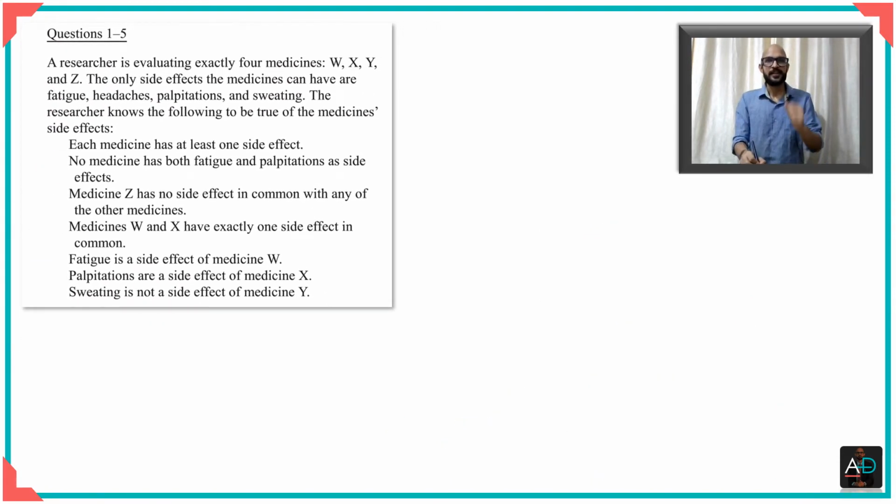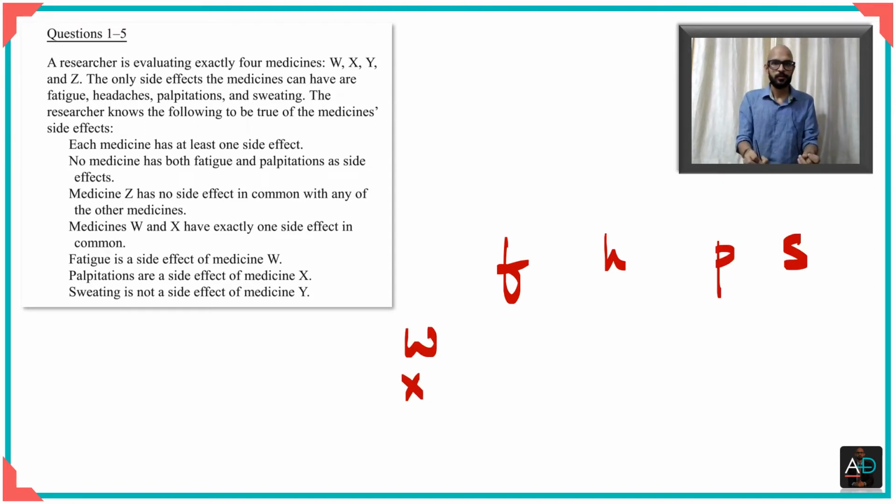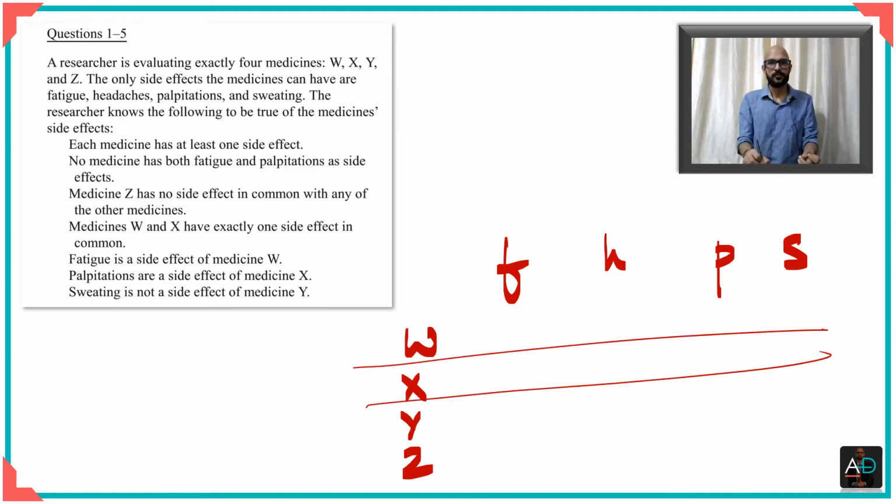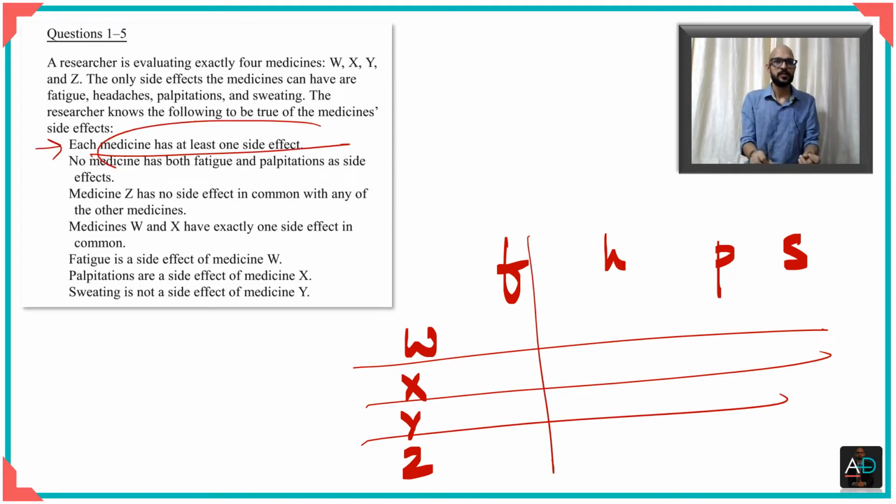Okay, so if you'd paid a little attention to this, you would have realized that it doesn't really matter whether you have the format where you take F, H, P, and S here, and let's say you take W, X, Y, and Z here, okay? Now let's take an example. Let's say we look at the first instruction, okay? It says each medicine has at least 1 side effect.